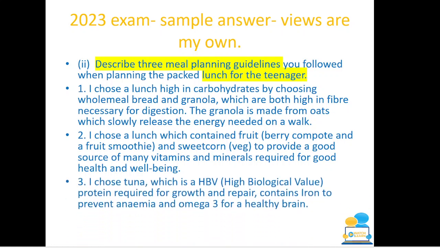Number 3, I chose tuna, which is a HBV, high biological value protein required for growth and repair. It also contains iron to prevent anemia and omega-3 for a healthy brain. So you can see the amount of information which is going to be required here to get full marks. So I'm stating and explaining and then giving an example. So feel free to pause this and read through it again by yourself.